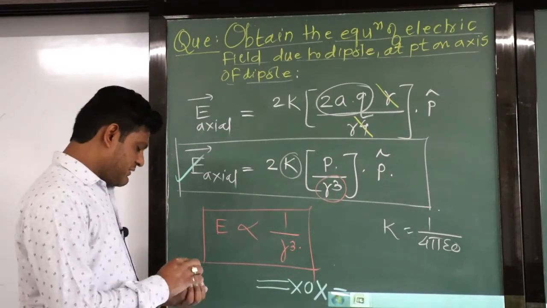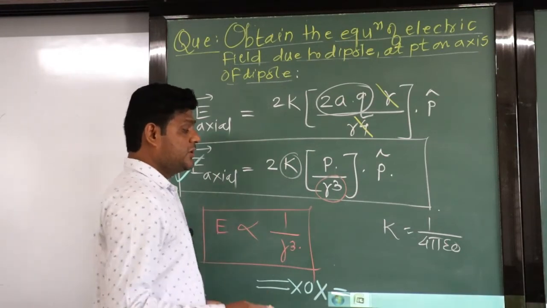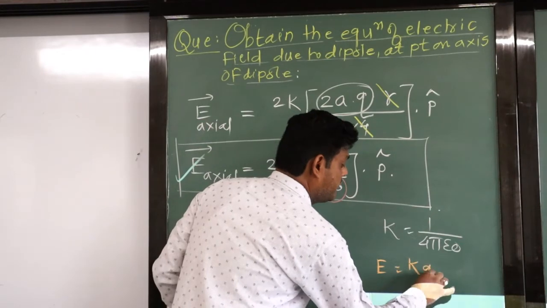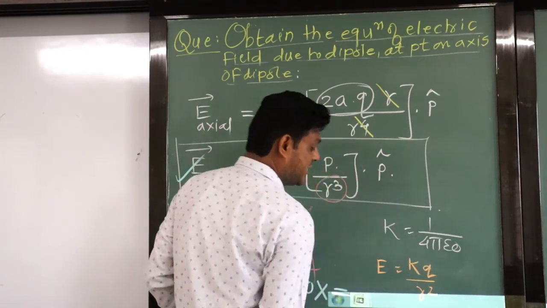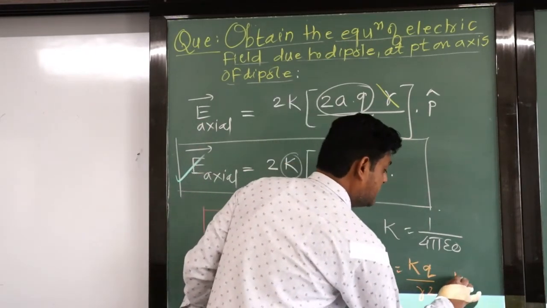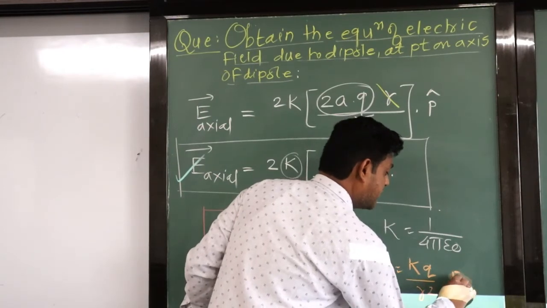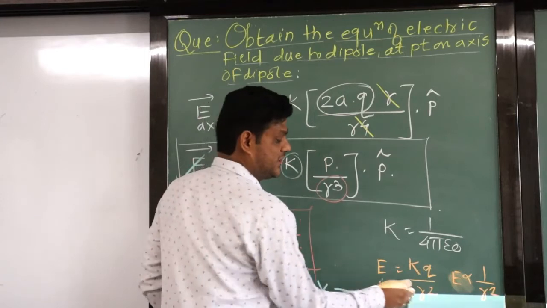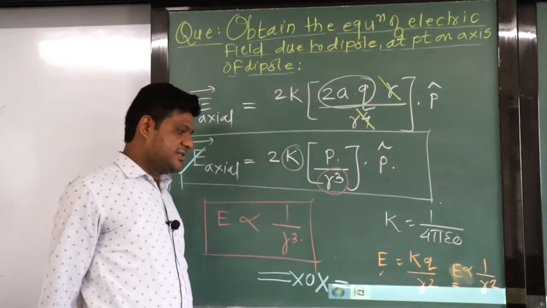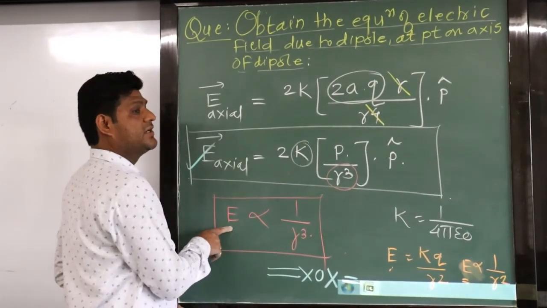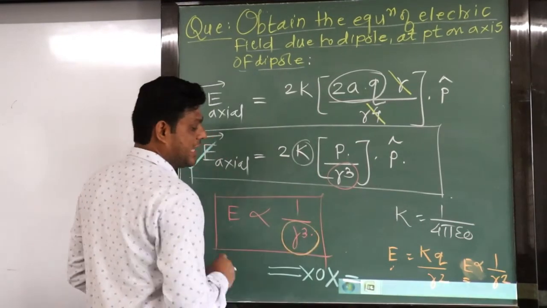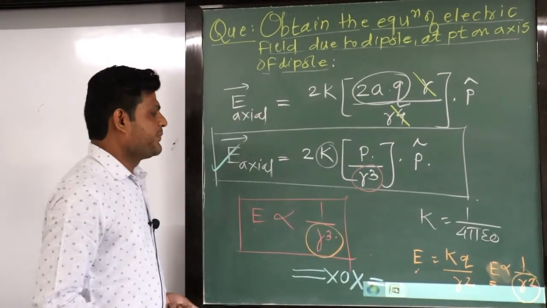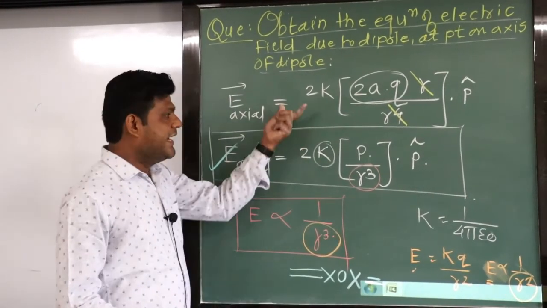See what we have decided, electric field due to the point charge, that is E equal to what? KQ divided by R square. Here this electric field is inversely proportional to R square. So this is the electric field due to the point charge, and here this is the electric field due to the dipole. See it is R cube, here it is R square, right? Keep in mind. So here we are going to end this topic.